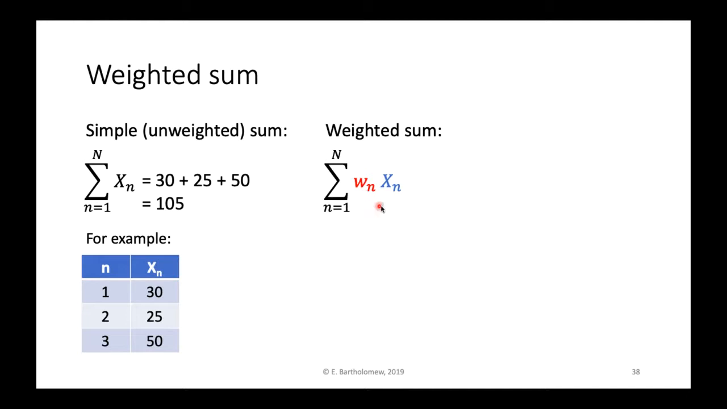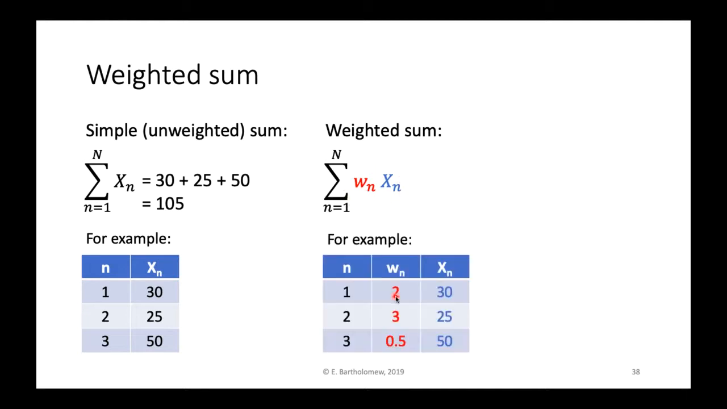So essentially, we're taking the sum of the products of these two variables. In this case, let's say we have the same xn's as we had before, but we have these wn's. You can think of them as weights: 2 for the first, 3 for the second, and 0.5 for the third. So we're saying take 2 times 30 plus 3 times 25 plus 0.5 times 50. And that's what this means.